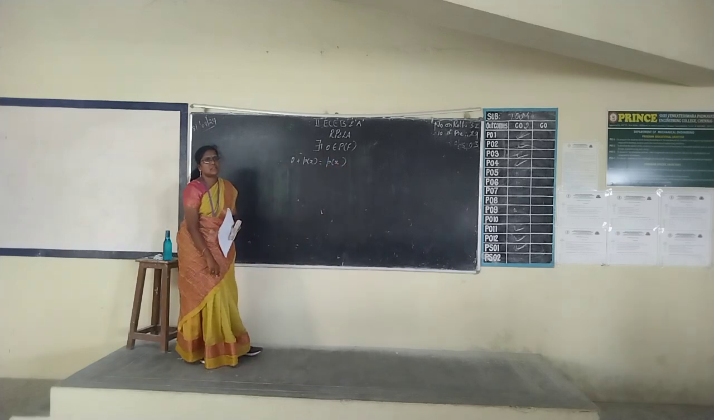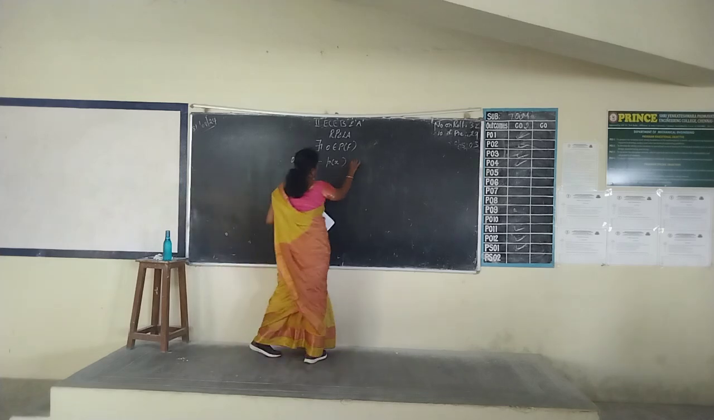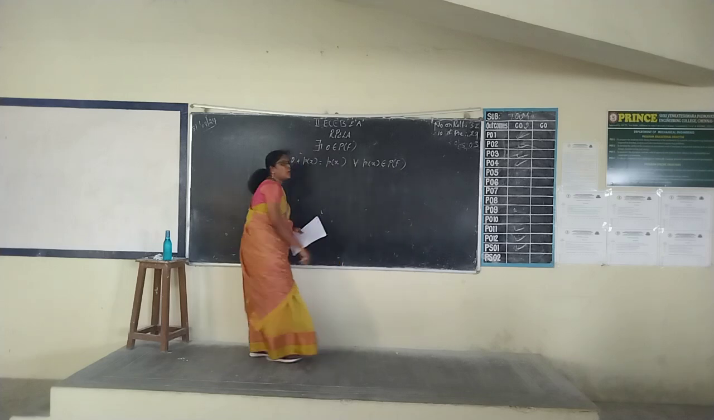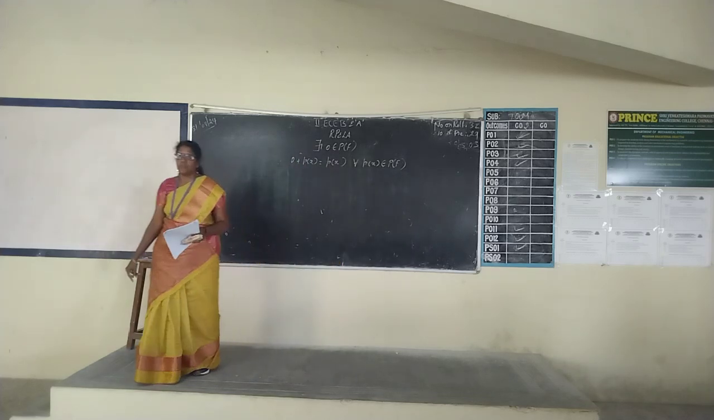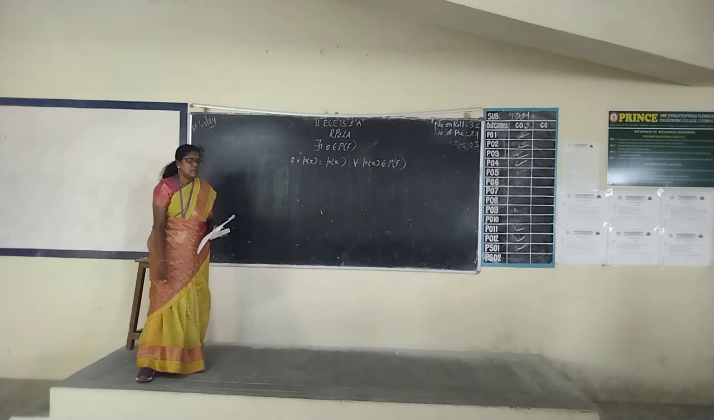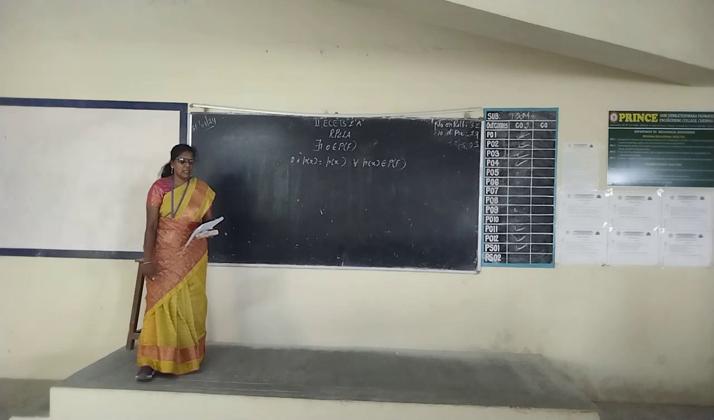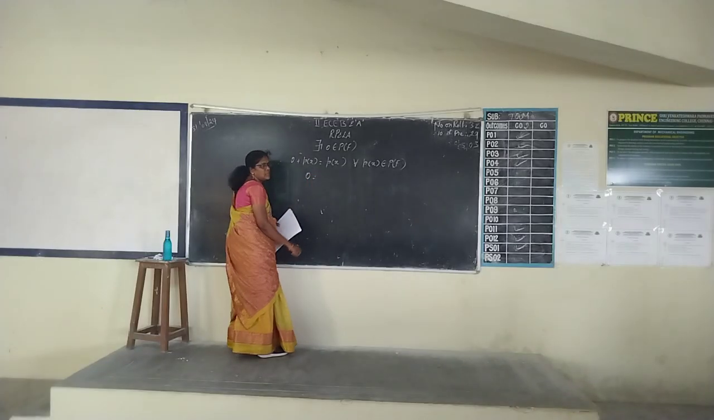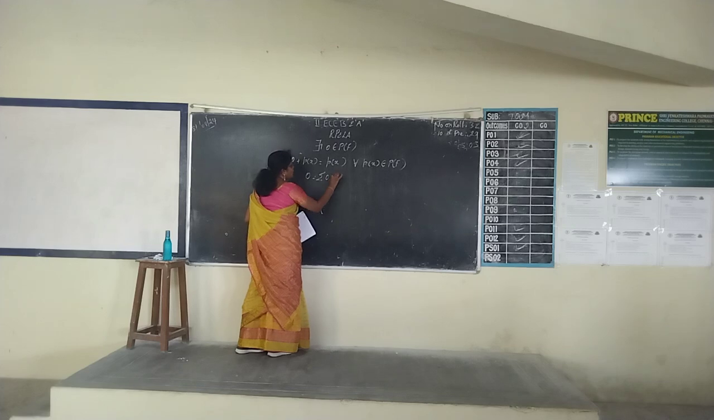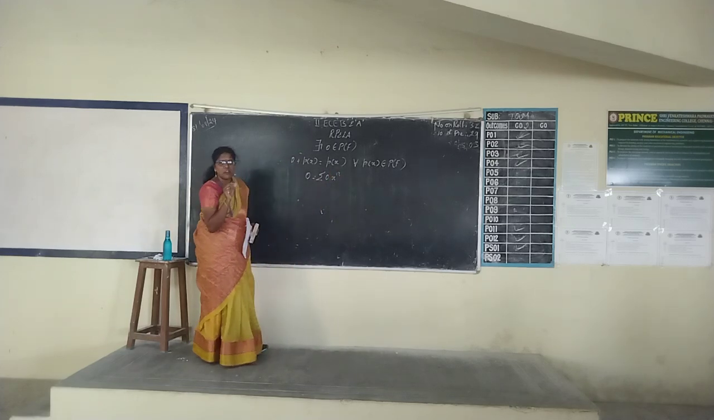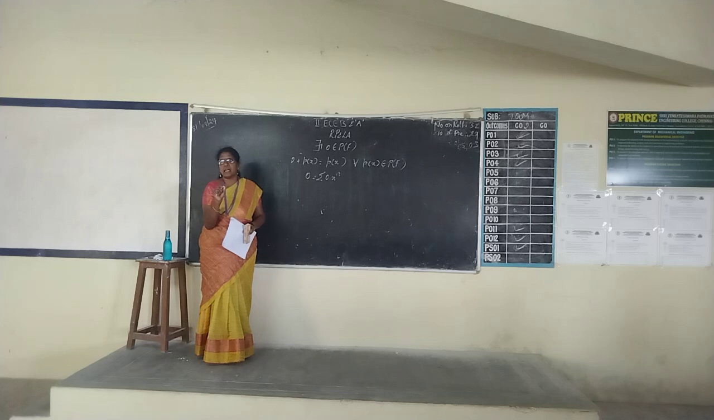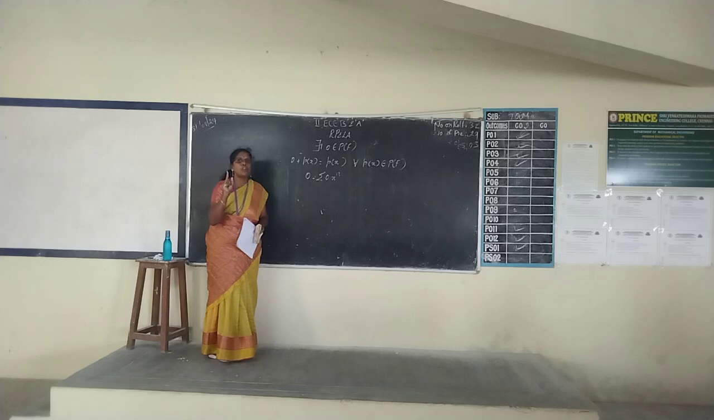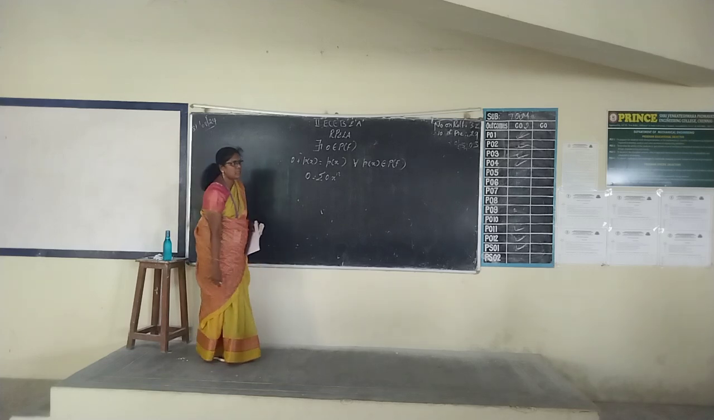0 plus p of x is equal to p of x for all p of x belongs to capital P of x. Next one. Let 0 is equal to summation of 0 into x power n. Because we are in a set of polynomials, 0 should be represented as the 0 polynomial, not as a number. Because all our elements should be in what form? Polynomial form.